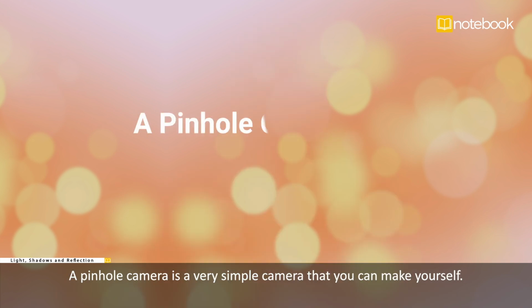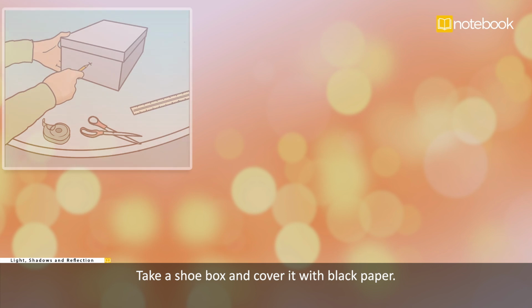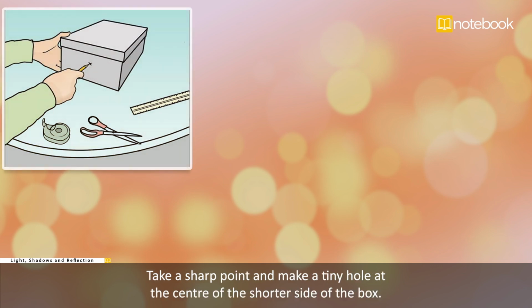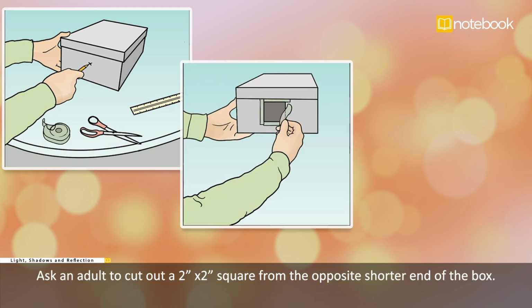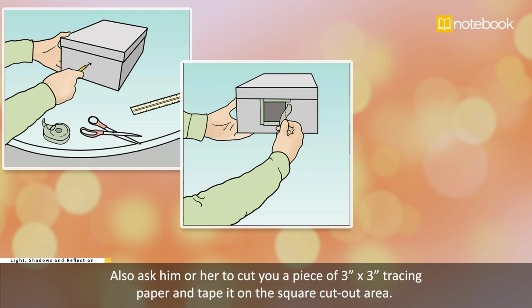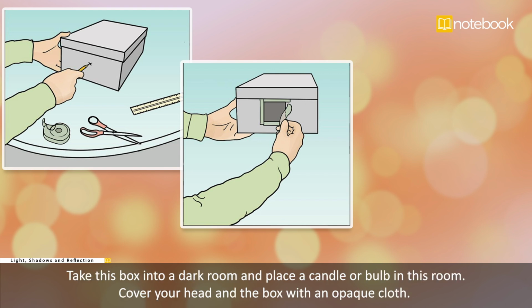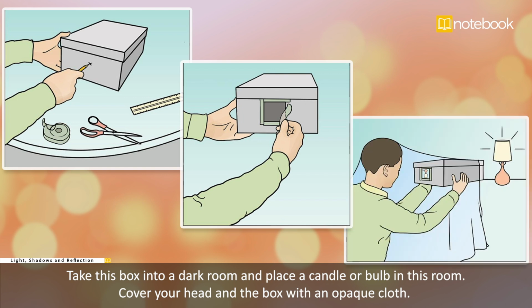A pinhole camera is a very simple camera that you can make yourself. Take a shoebox and cover it with black paper. Take a sharp point and make a tiny hole at the center of the shorter side of the box. Ask an adult to cut a 2" by 2" square from the opposite shorter end of the box. Also ask them to cut a piece of 3" by 3" tracing paper and tape it on the square cutout area. Take this box into a dark room and place a candle or bulb in this room.